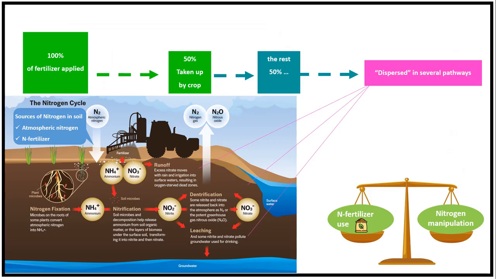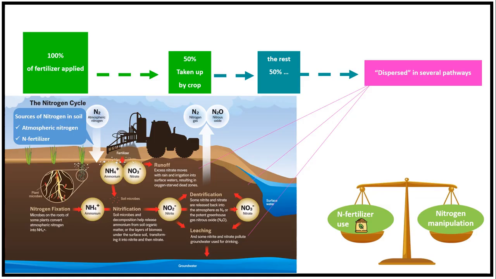Now, the answer is that not all the applied nitrogen is taken up by plants. On average, only about 50% of the applied nitrogen is effectively used by crop plants. The remaining nitrogen is lost to the environment through various pathways. Leaching, where nitrogen, primarily as nitrate, is washed off into groundwater and surface waters, leading to water pollution. Denitrification, a process where soil bacteria convert nitrate into nitrogen gases like nitrous oxide, which are then released into the atmosphere, contributing to greenhouse gas emissions.